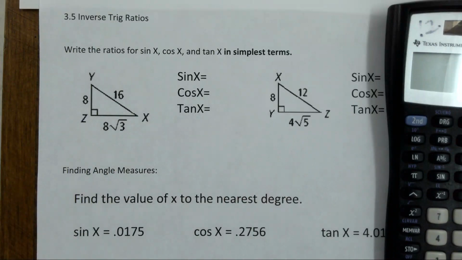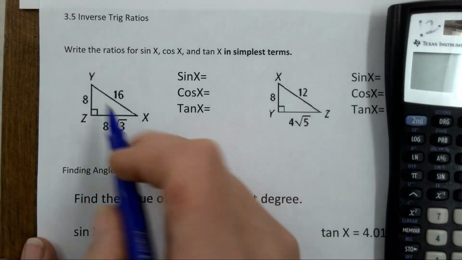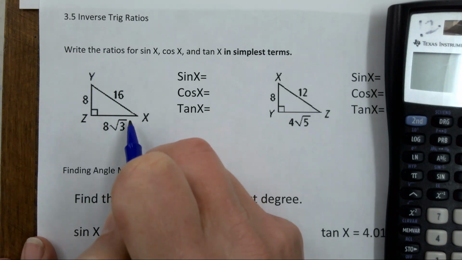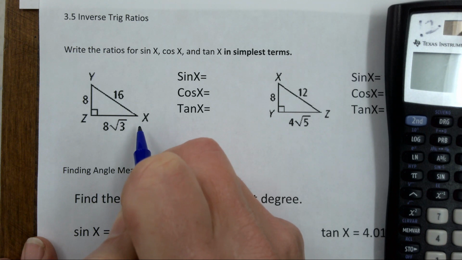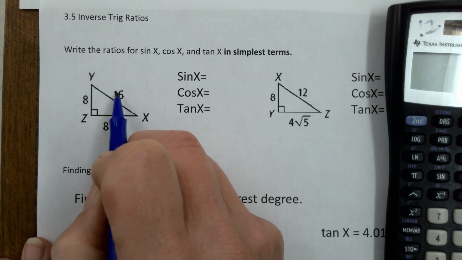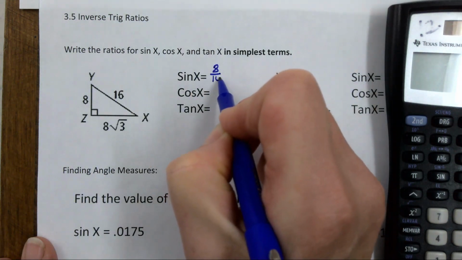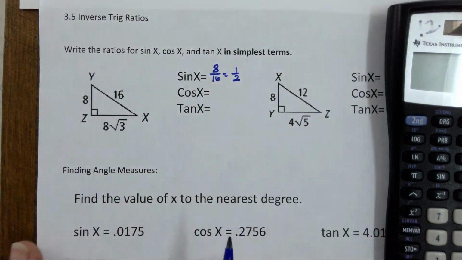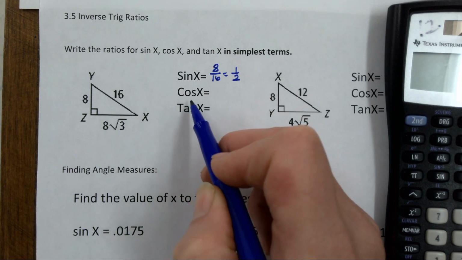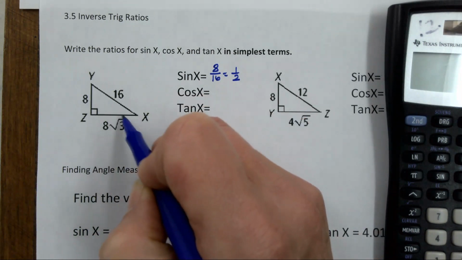Okay. So if I am looking for the sine of x, and I go 8 opposite over 16, I will see that relationship when I reduce it down. The sine relationship in a 30-60 triangle is 1/2. The cosine relationship has something to do with that square root of 3.